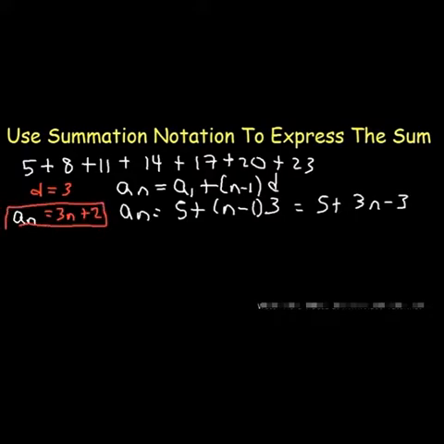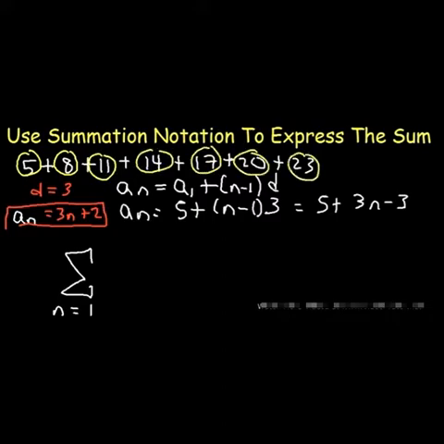Now, to express that sequence in summation notation, first we draw the sigma, and we're going to put 1 on the bottom. Let's count how many terms we have. This is the first term, that's the second, third, fourth, fifth, sixth, 7. So we're looking for the sum of 7 terms. And then just write the equation, 3n plus 2. So that's how you can express the sum in summation notation.